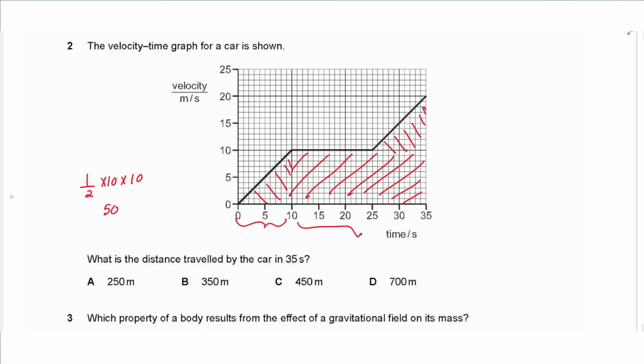For the rectangle we have the base from 10 to 35, that's 25, multiplied by the height, which is 10. That gives an answer of 250. And for the triangle on top, we have half multiplied by 10 from 25 to 35, then multiplied by the height from 10 to 20, that's 10. So that gives 50. So we have a total of 350 meters. So the answer is B.